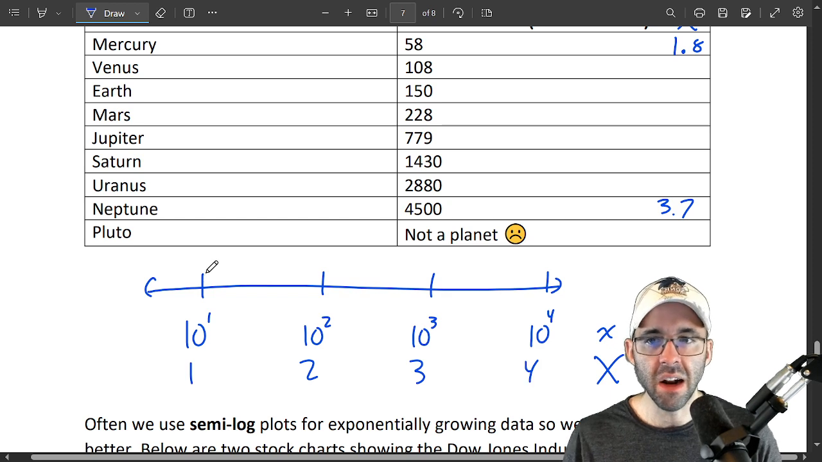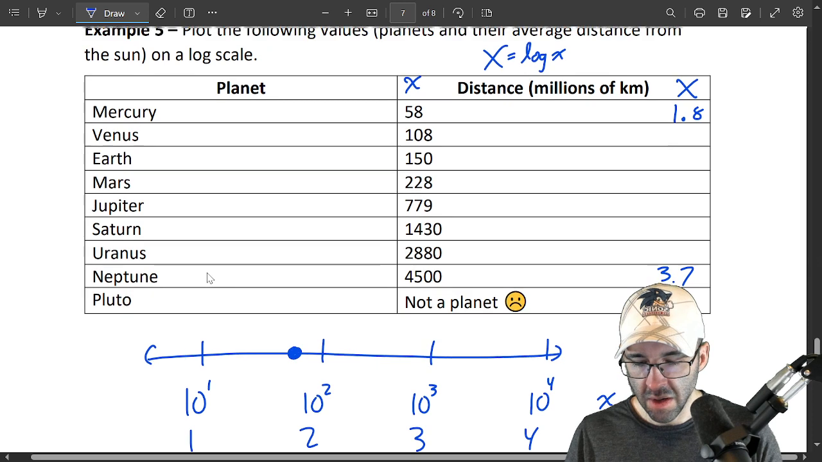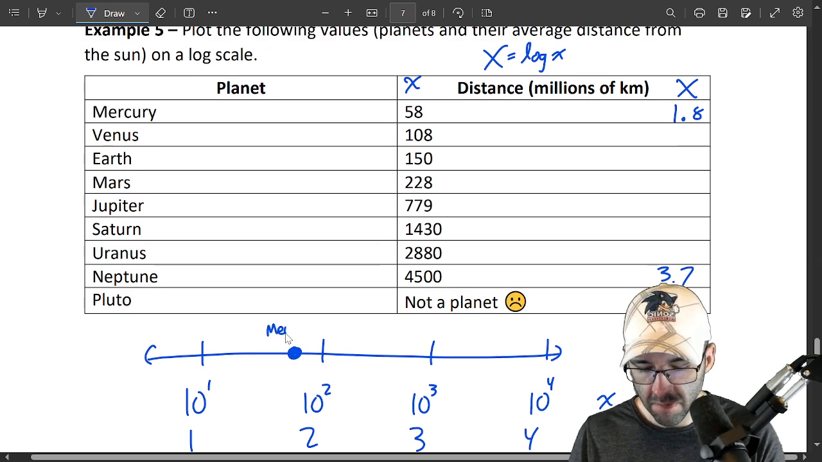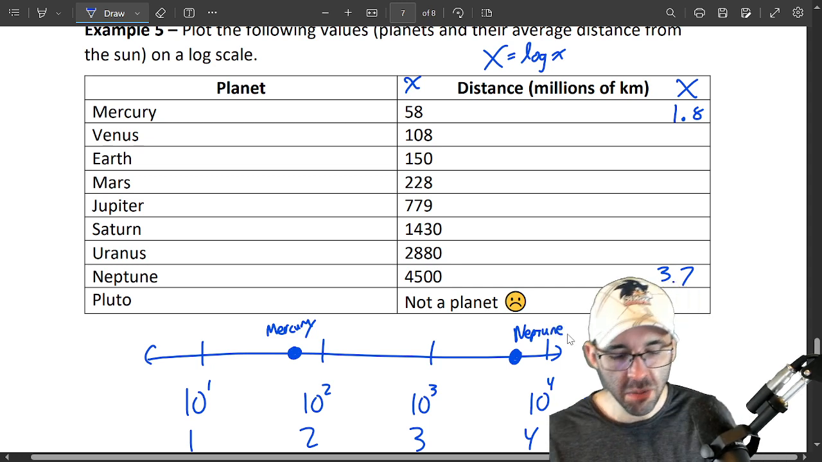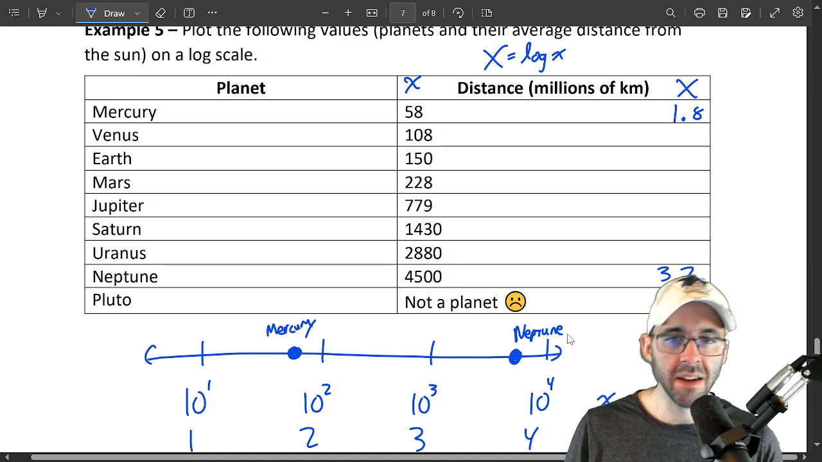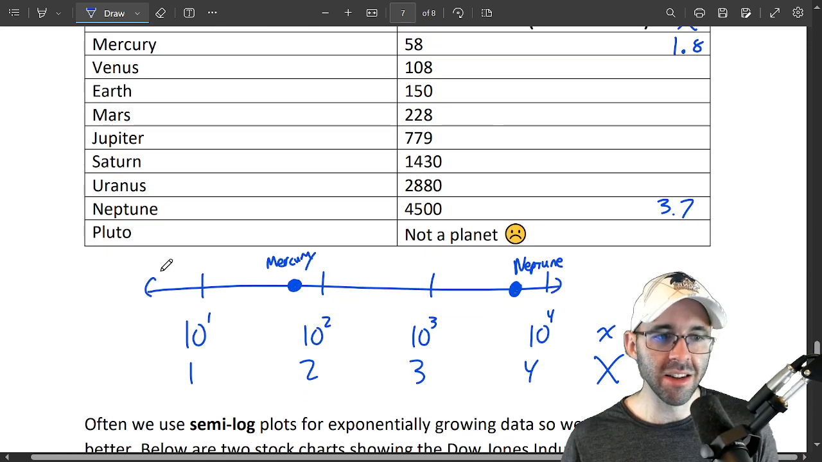So let's plot everything. 1.8, that's our first one. That's going to be Mercury. 3.7, that's our last one. Going to be Neptune. So go ahead and plot all the other planets on this line. Pause the video. How are you going to plot these other planets? And let's see if we get the same answer.